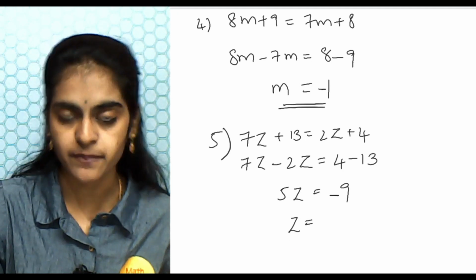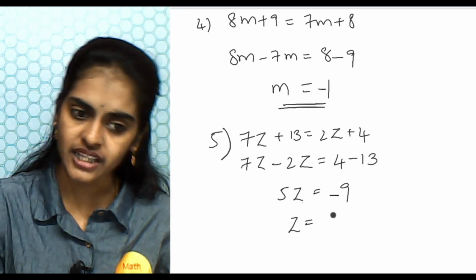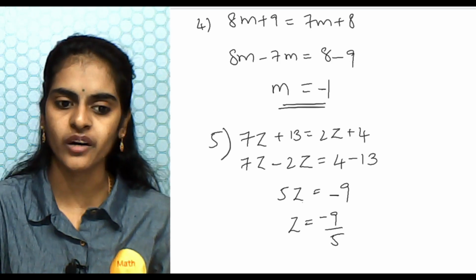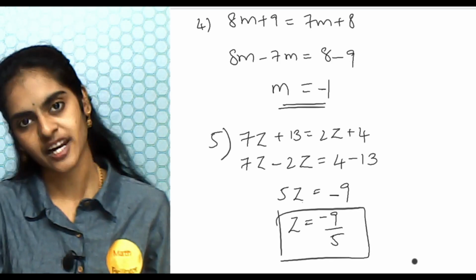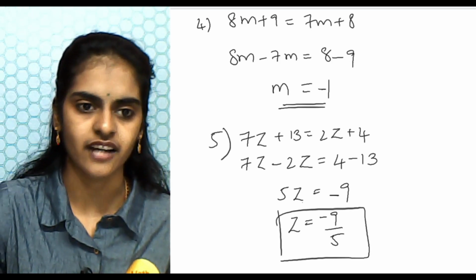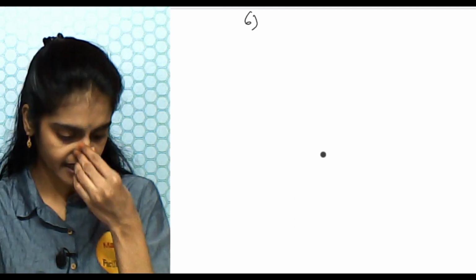So this is 5 multiplied by z. If this 5 goes to the other side, it becomes division. Okay, so z is minus 9 by 5. Clear? Yeah, so let us move on to the next question.